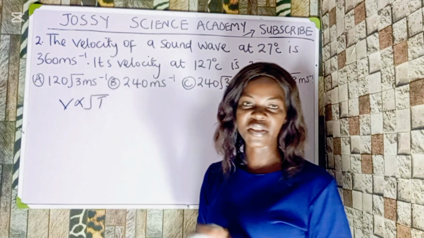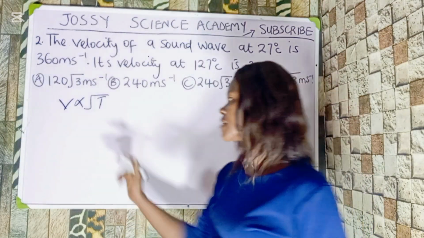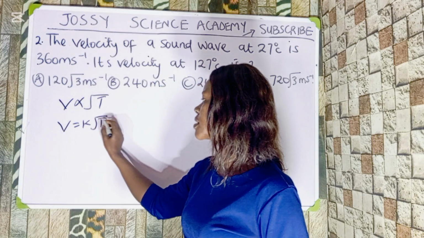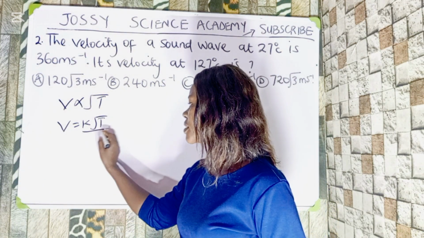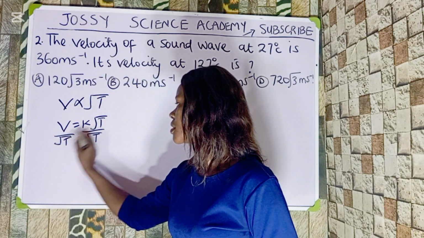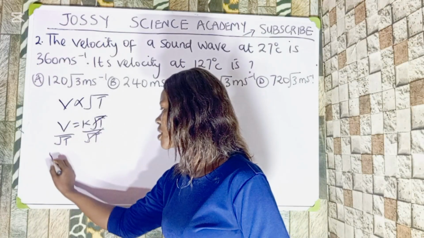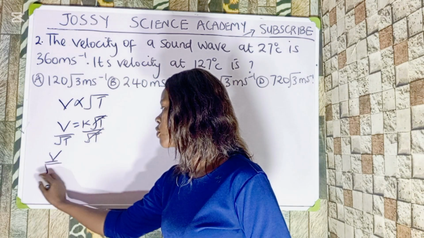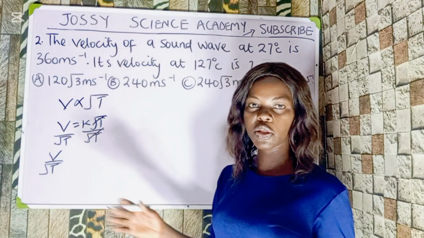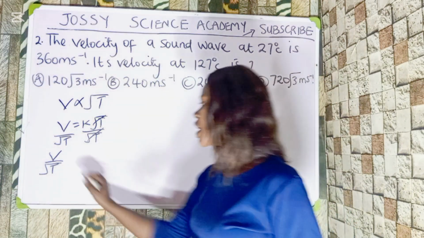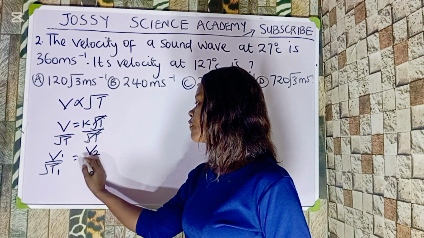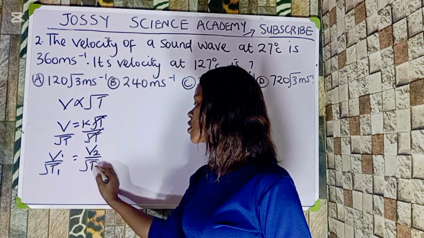Okay, so let's remove the proportionality sign to introduce a constant. So we have V is equal to K root of T, right? Then if I divide both sides, this cancels this, so this is V over root of the absolute temperature. Now we are comparing two different velocities with different temperatures. We have V1 over root of T1 is equal to V2 over root of T2.